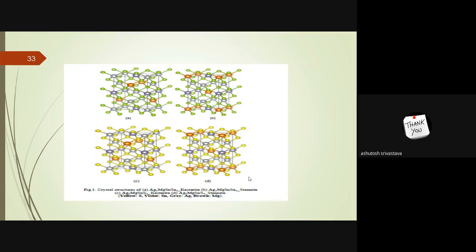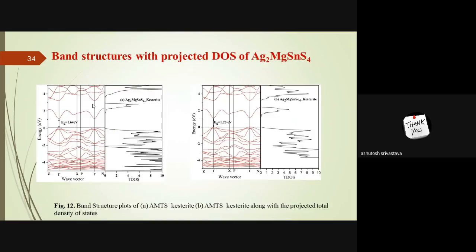Recently we have published one paper in which we have replaced copper with Ag, that is silver, and zinc with magnesium, Mg, and then calculated the properties of this new material, Ag2MgSnS4. This can be used as an absorber material in CZTS-based solar cells. When we doped copper with Ag and zinc with Mg, we found that this material has very similar properties to CZTS, so it can be used in place of CZTS.